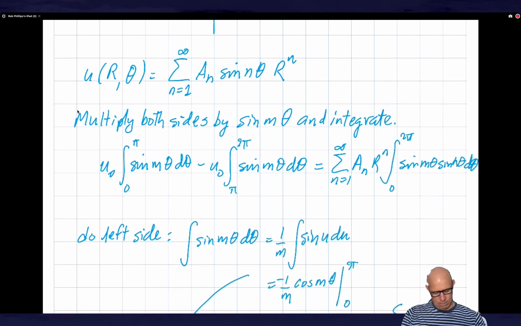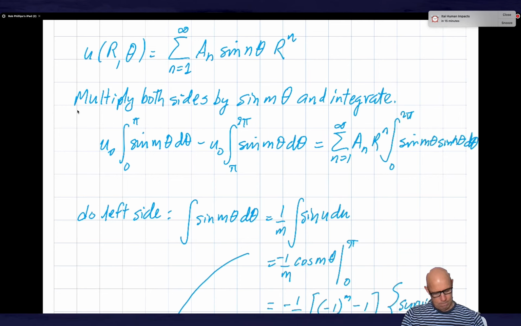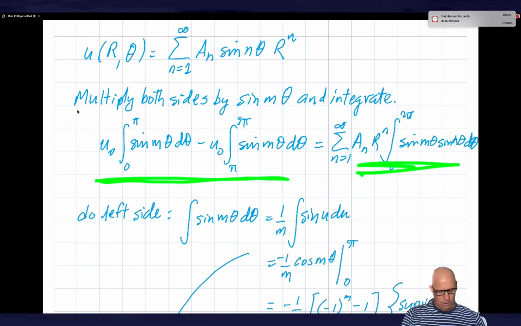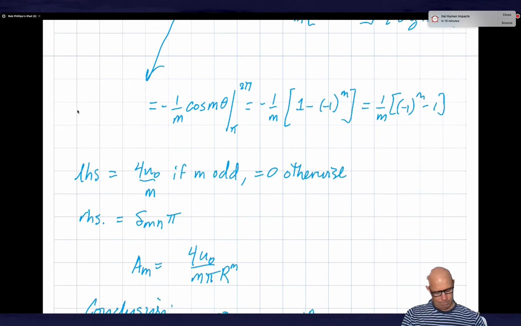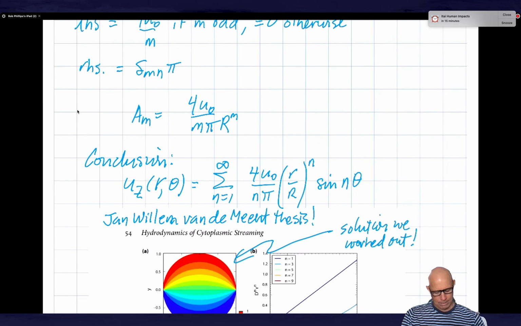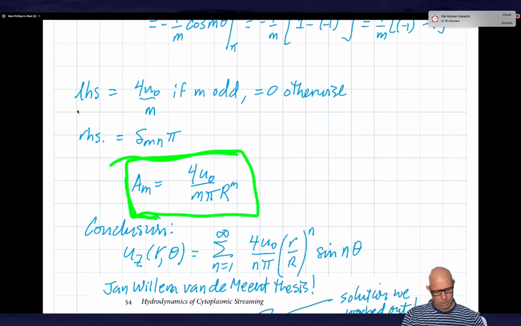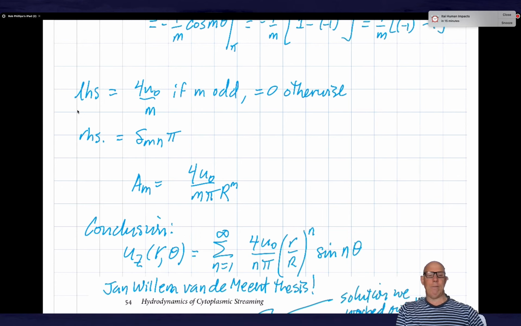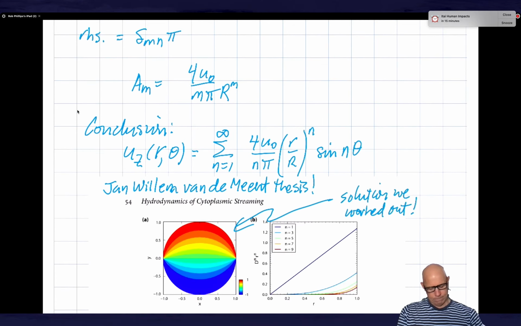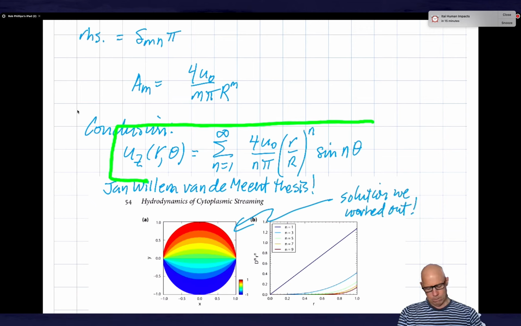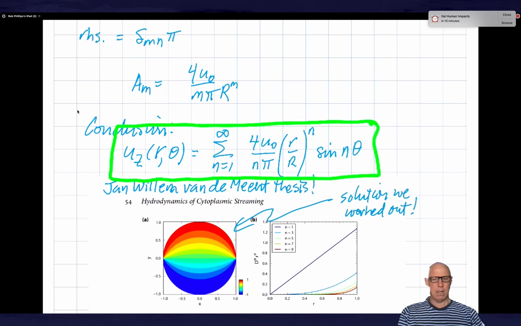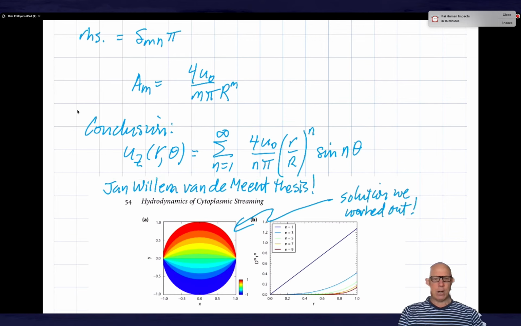And I show you that here. That's what this thing is. I can do these integrals. I know that it's an orthogonal set, and so the upshot is that I find my Fourier coefficients are 4 u0 over m pi R to the n power. So that's the result. I have the full Fourier series, which is this. So this is the solution to our problem. For steady state velocity, it tells us the velocity at all points r and theta within the cylinder.